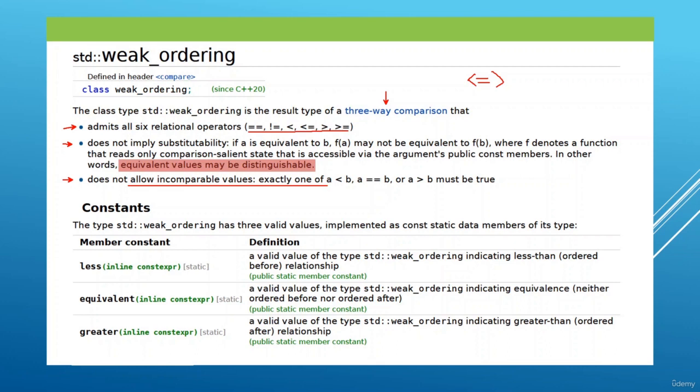And these are the values we support for weak ordering. We have less, we have equivalent, we have greater. Less means that the left operand is less than the right operand. Equivalent means that they are equivalent but not necessarily equal. And greater means that the left operand is greater than the right operand. And when I mean left or right, I mean to the left or to the right of this three-way comparison operator here.